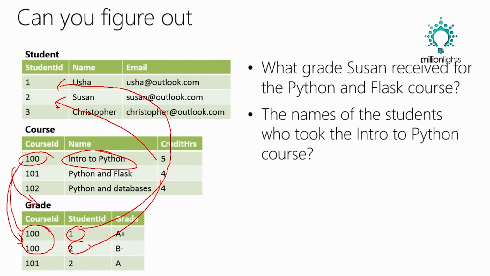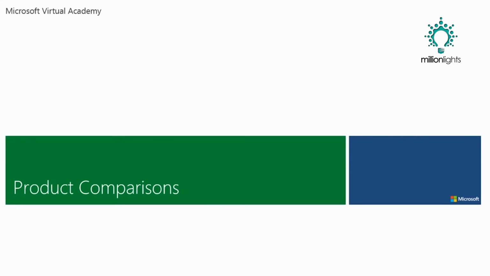So it's a more complicated relationship, but if you just take your time, sometimes actually sketching it out on paper can actually help you understand the relationships. Absolutely.